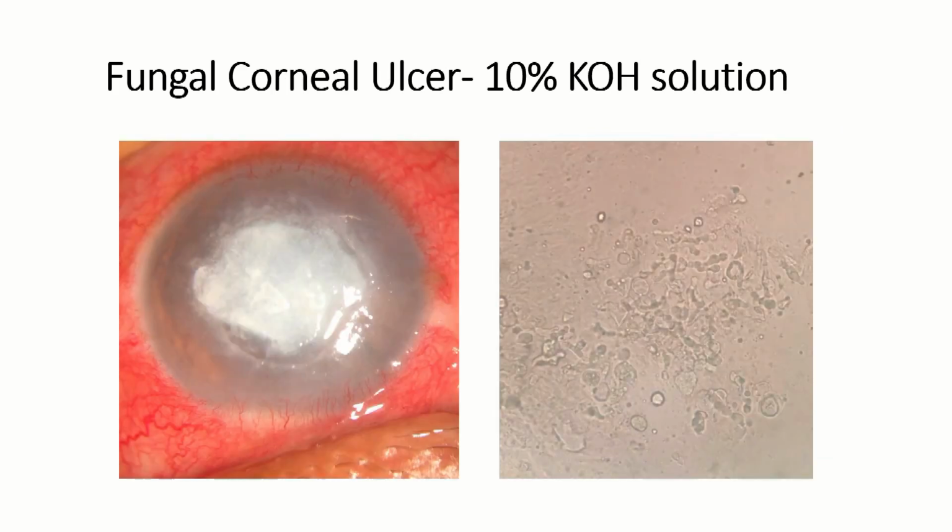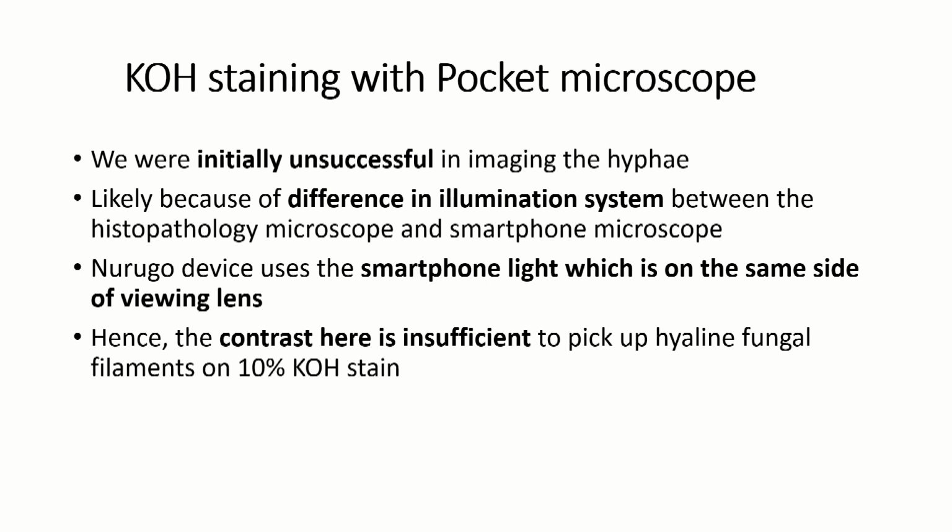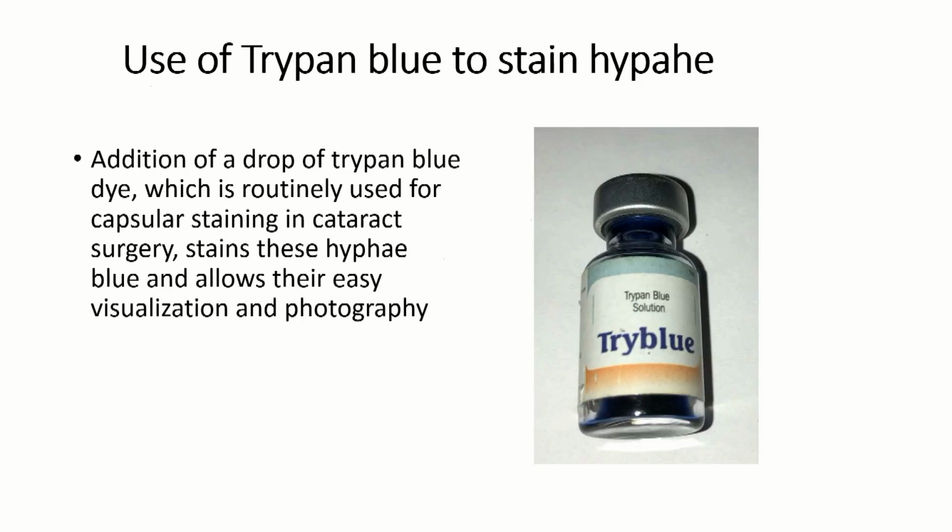The second use of pocket microscope was detection of fungal hyphae in 10% KOH solution of corneal scraping in cases of fungal corneal ulcer. Although we were initially not successful in imaging the hyphae, likely due to lack of contrast to pick up the hyaline fungal filaments on 10% KOH stain, we found that addition of a drop of Trypan blue dye, which is routinely used for capsular staining in cataract surgery, stains these hyphae blue, and then it allows for easy visualization and photography.